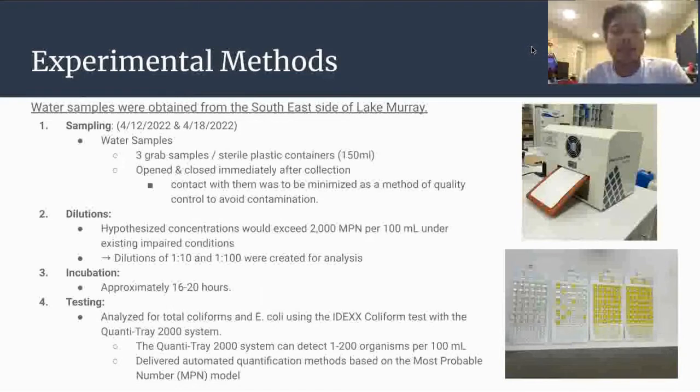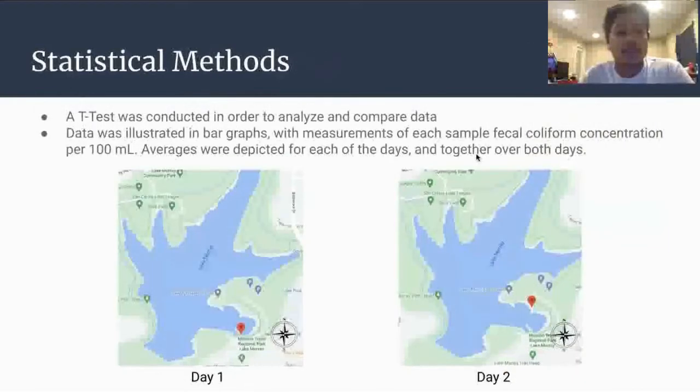The system detects 1 to 200 organisms per 100 milliliters, and it delivered automated quantification based on the most probable number model. And next is the statistical methods. We used the t-test to compare our data, and then for illustrating our data, we used bar graphs for each sample, and averages were depicted for each day and together over both days. And we included 2 pictures of our testing sites for day 1 and day 2.